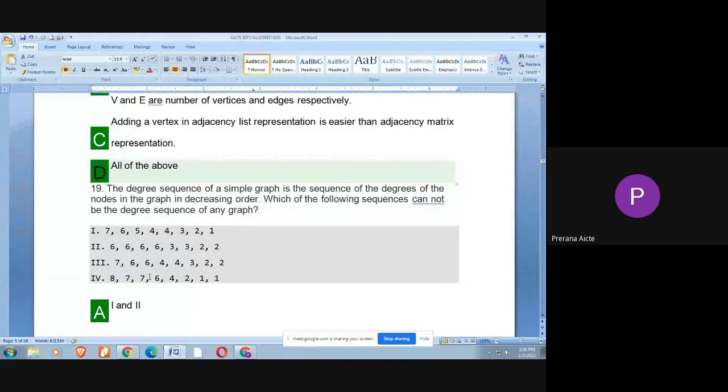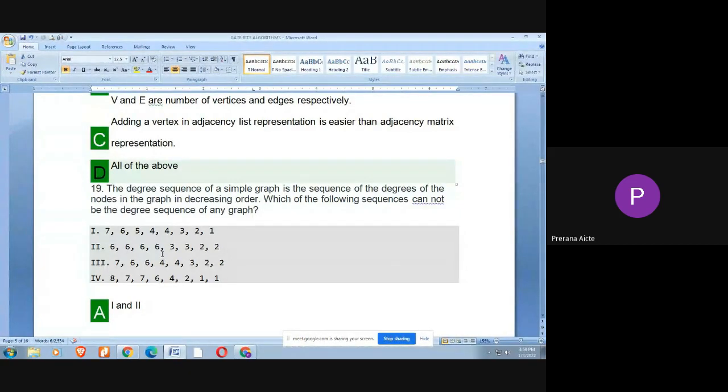The degree sequence of a simple graph is the sequence of the degrees of the nodes in the graph in decreasing order. Which of the following sequences cannot be the degree sequence of any graph?